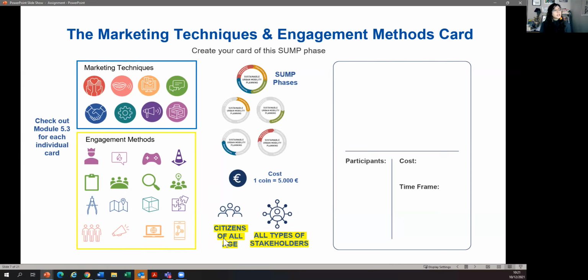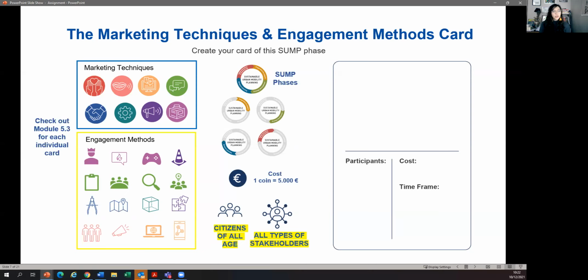And you will also indicate if it's a general citizenship kind of method, or if it's for different types of stakeholders, like public administration, transport operators, business associations, whatever you think, but different than the general citizenship. So for the example, I'm just going to give you a selection for the first SUMP phase.